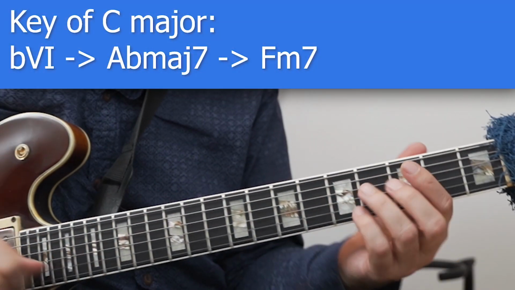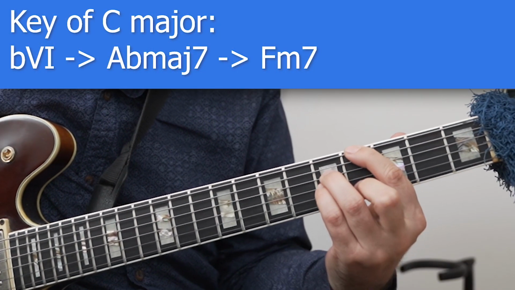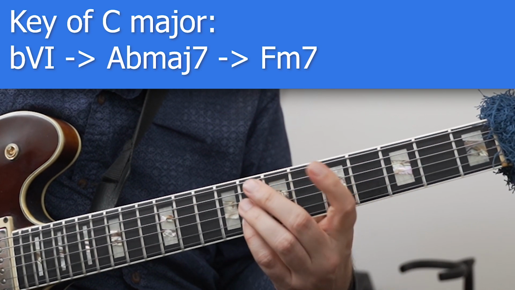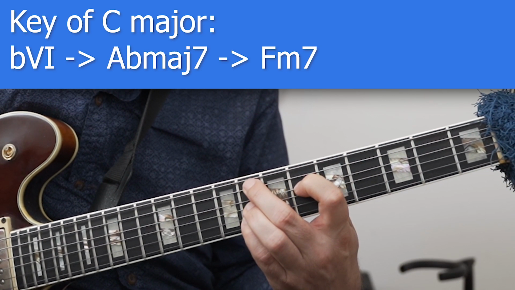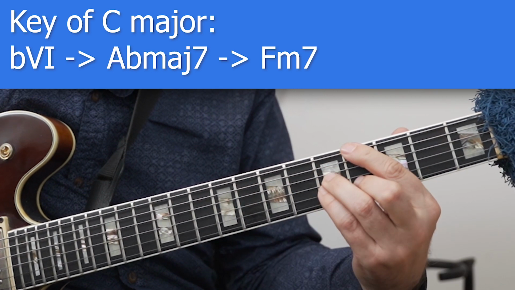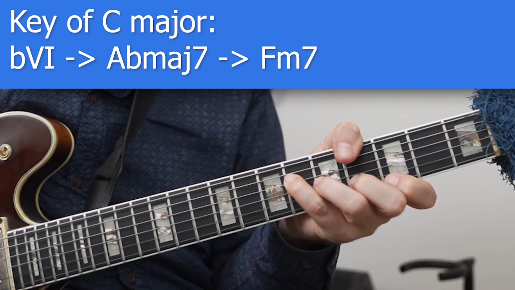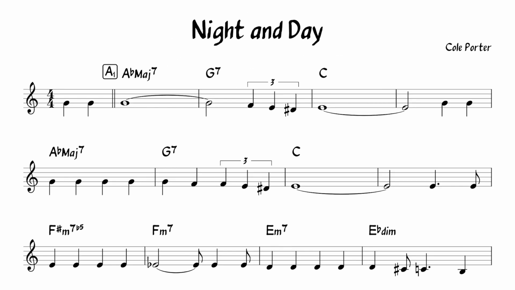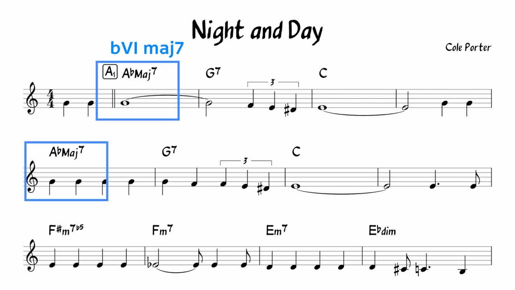For the flat 6 major 7, if we look at that in the key of C major, then that's an A flat major 7. And again, you can look at this as just being like an F minor 7 without the root, and that way that's clearly related to a subdominant minor chord. A song where you find this, you could look at Night and Day from Cole Porter, or maybe Jobim's Triste.